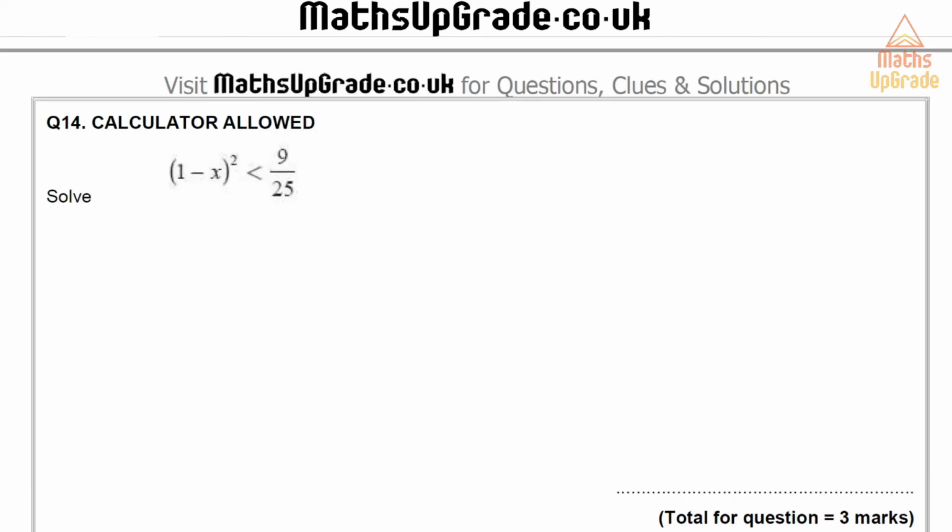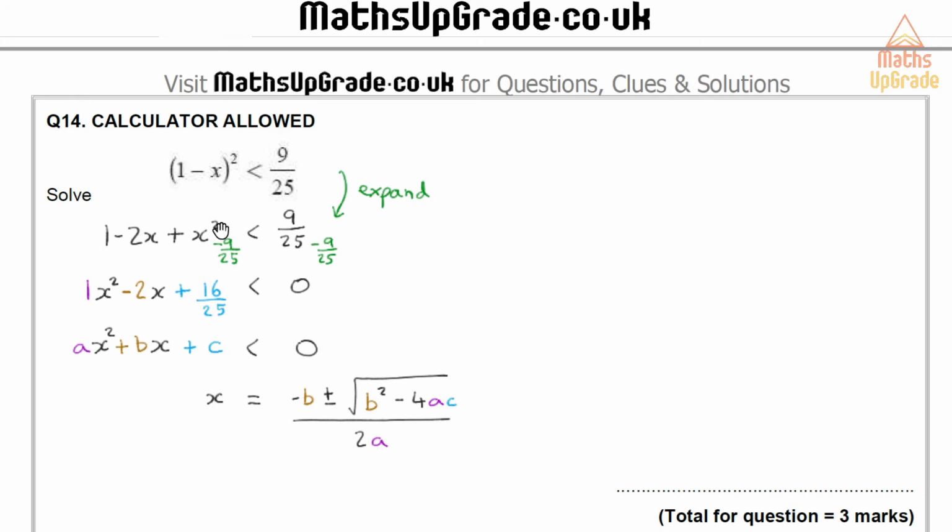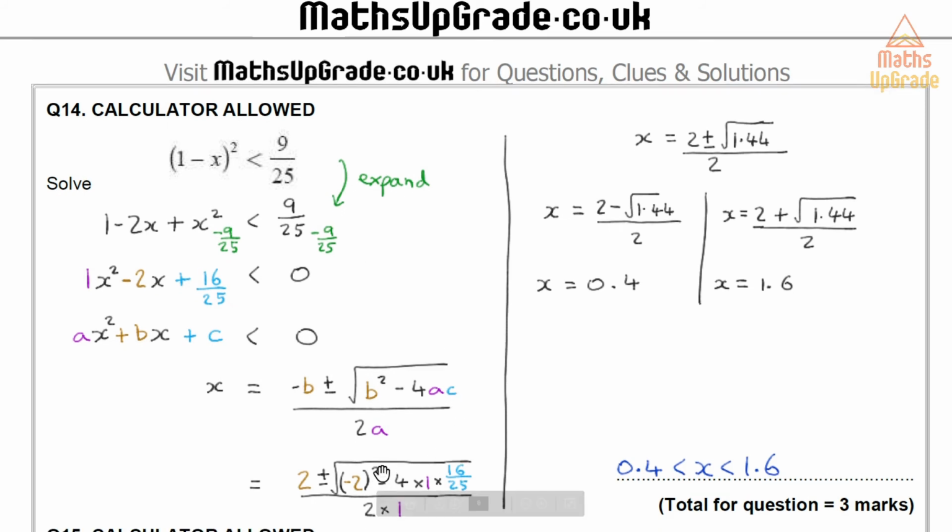In this question here for 3 marks, I need to solve this expression. Slightly more difficult since I'm given a fraction on the right hand side and it's an inequality. So the first thing I'm going to do is expand the brackets here. So that gives me 1 minus 2x plus x squared. Then I'm just going to subtract 9 over 25 from both sides, which gives me this. And then by inspection I can see that a equals 1, b equals negative 2 and c equals 16 over 25. So substituting them into the quadratic formula, I'll get this expression here.